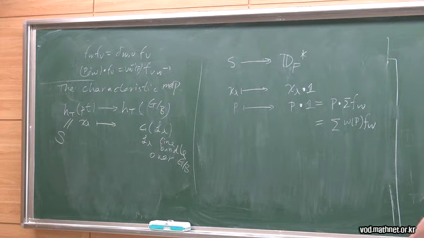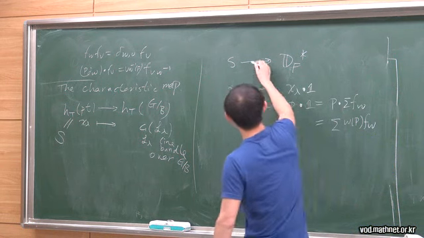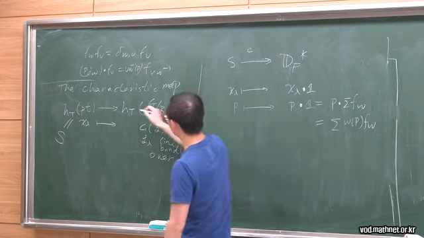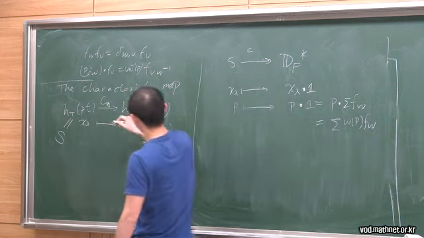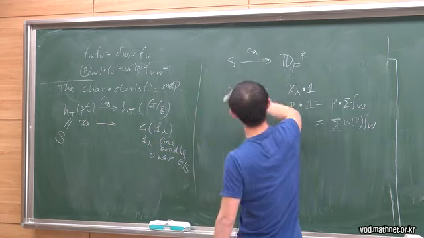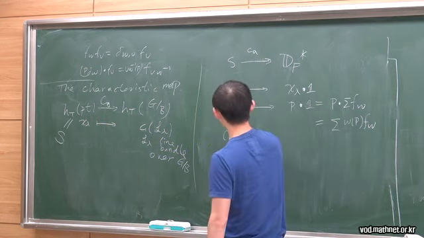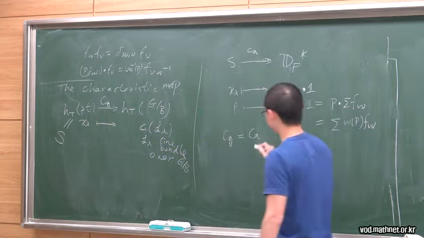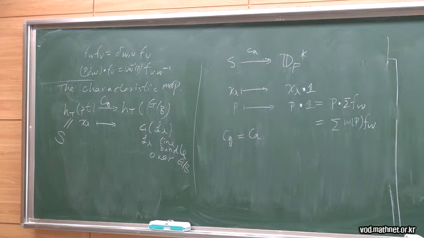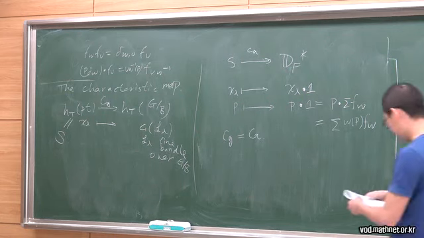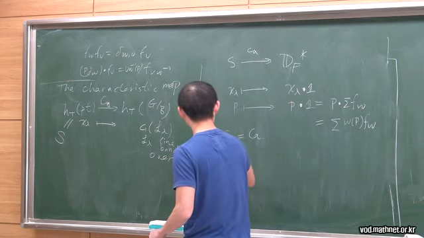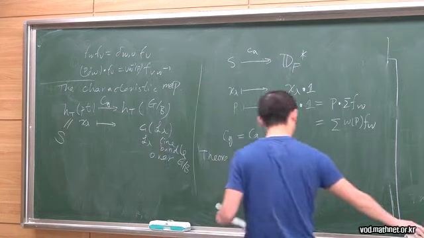Then you have a commutative diagram, let's call this C, and this C, let's call it CG, meaning geometric. CA means C algebraic. Then CG coincides with CA. Okay. This algebraic construction agrees with the geometric construction.